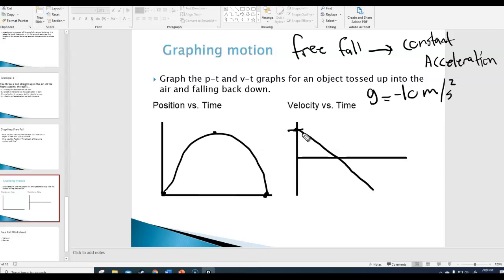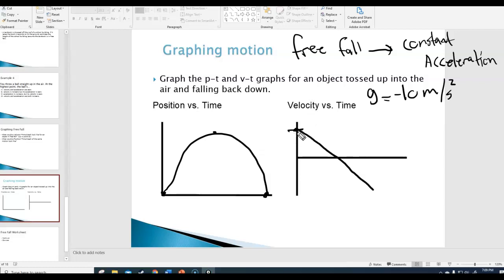Okay, and you might think it's kind of strange that the graph looks like that because the object is going up and then coming down. But remember, what the graph looks like does not necessarily represent the actual motion of the object, because this is not a graph showing you how the object is moving. This is a graph showing you how the velocity of the object changes.